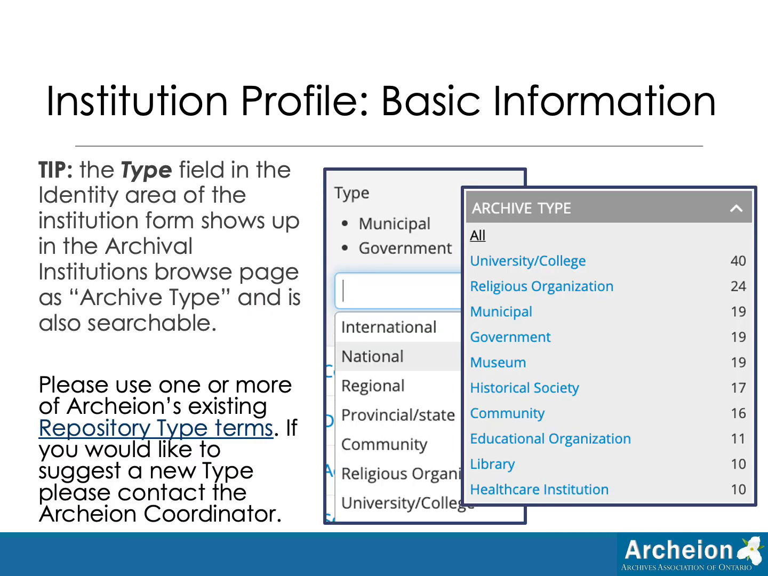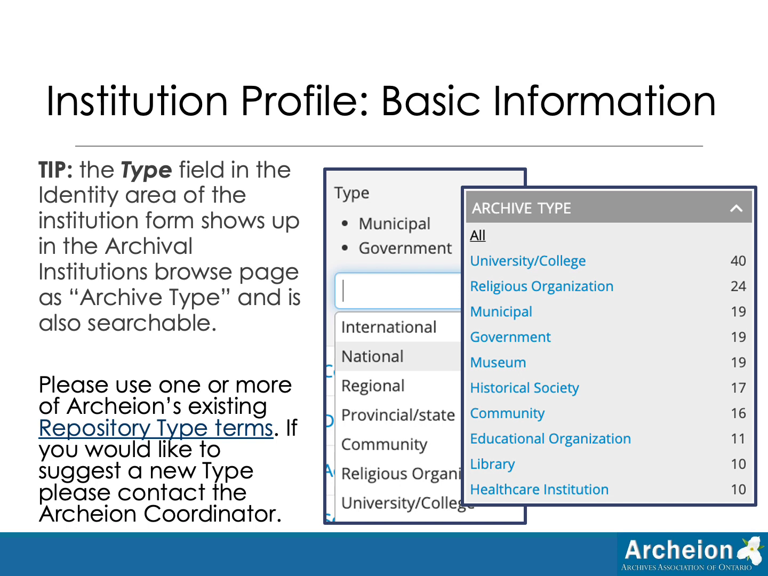Another Archeion-specific field in the institution profile edit form that should be flagged and you want to make sure that you edit is the type field. So this field is not in the contact area of the edit form, it's in the identity area of the edit form right at the top. And this type field is important because it shows up in the Archival Institutions browse page as the archive type facet. So the rightmost image is the facet that appears on the Archive Institution browse page.